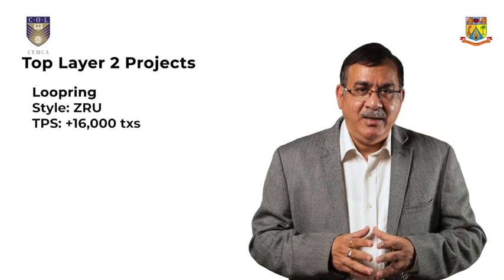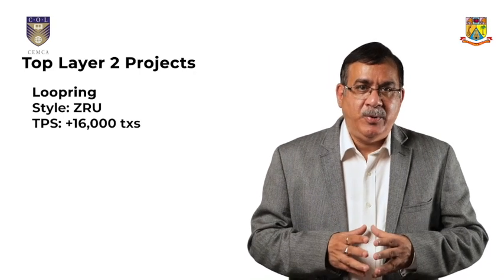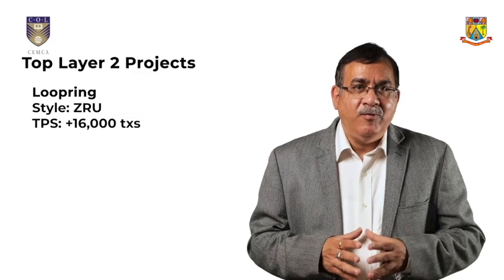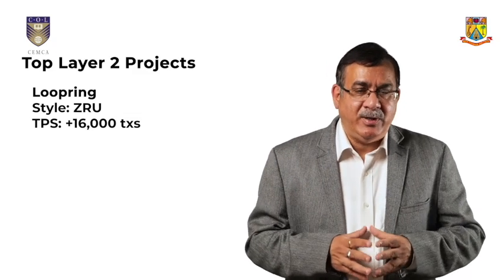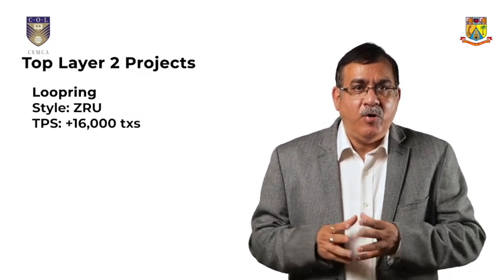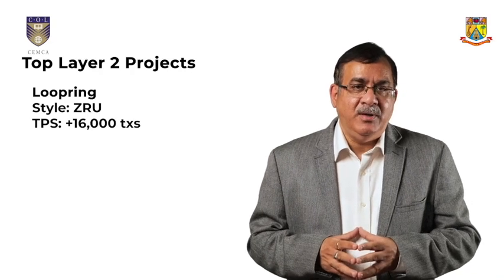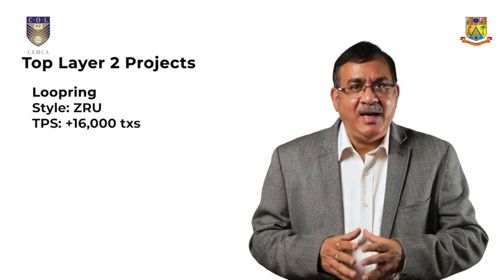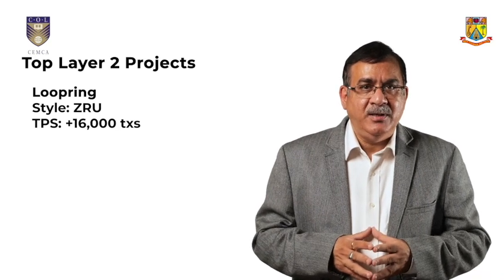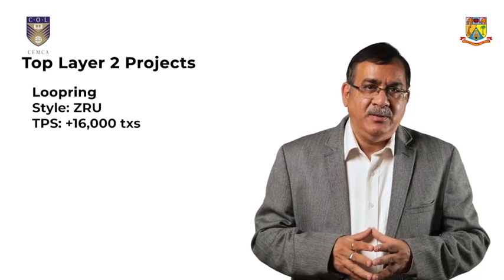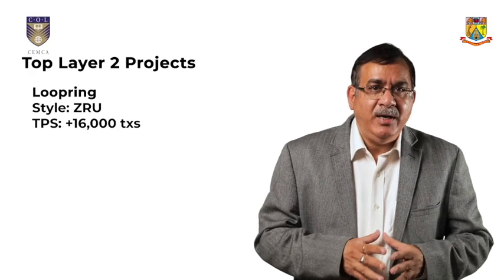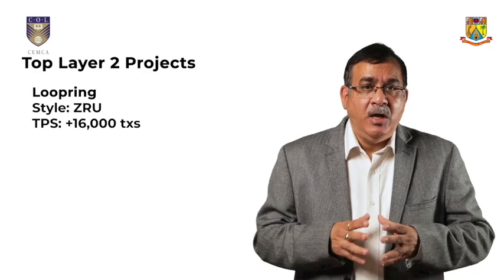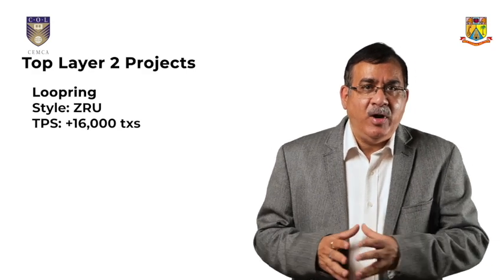Loopring, style, ZRU, throughput per second, 16,000 transactions. Loopring was the first rollup deployed to Ethereum, running on mainnet for over 1 year at this point. Loopring's ZRU-based tech is currently focused on scaling decentralized exchanges and payments. The technology is already usable in the Loopring 3.6 release, on which the Loopring exchange and Loopring wallet are based.